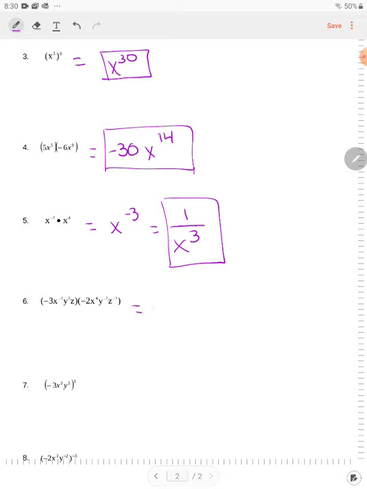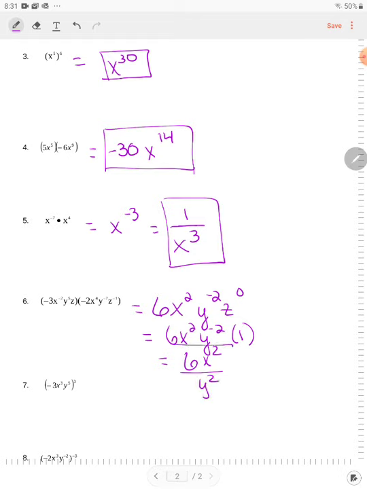Number 6, we're going to multiply the whole numbers and then combine with the like base. Negative 3 times negative 2 is 6. X to the negative 2 plus 4 is 2. Y to the 5th times y to the negative 7, y to the negative 2. Z to the 1 plus negative 1 is 0. Now if you remember, any variable to the 0 power is 1. So we have 6 times 1 is 6. X squared, and the y is negative, so it goes into the denominator. So final answer, 6 x squared divided by y squared.